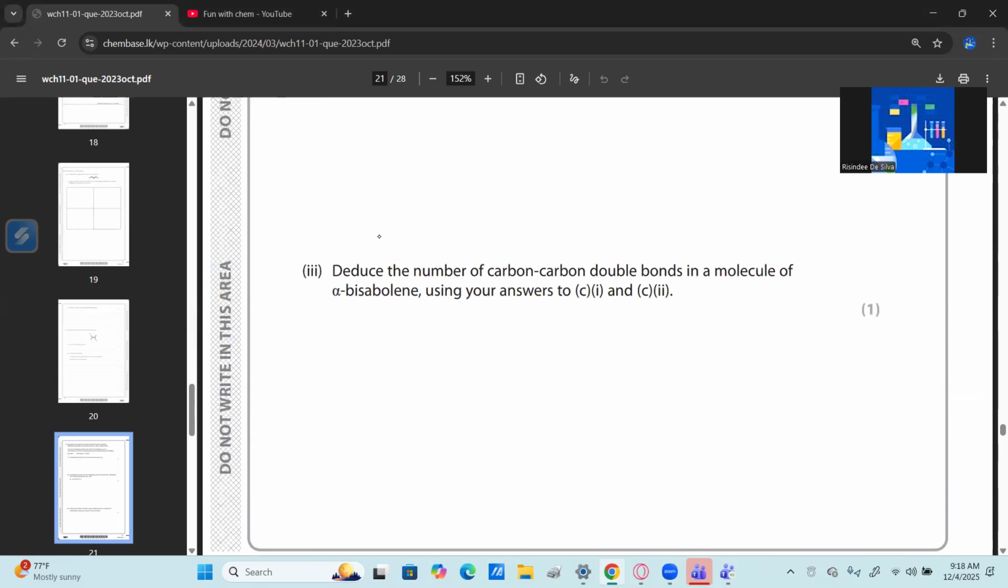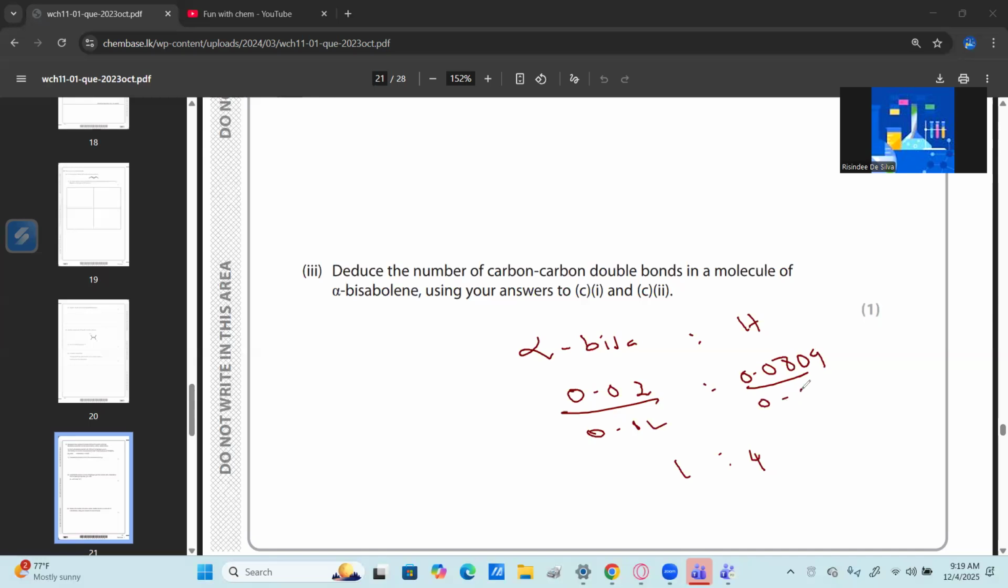Then we need to find the number of carbon-carbon double bonds. So we found the amount of alpha bisabolane as 0.02 and moles of hydrogen as 0.08. If you take the simplest ratio, we can see that it has 4 carbon-carbon double bonds. Sorry, 0.0809 divided by 0.027, not 4 then. Let's see, 0.0809 divided by 0.027, 2.9, which is equal to 3.